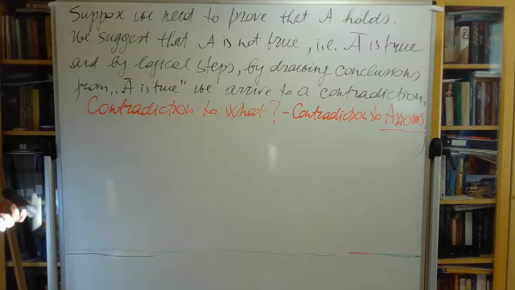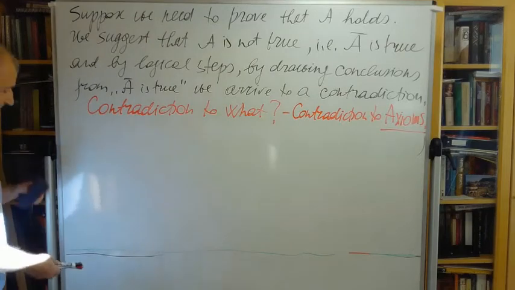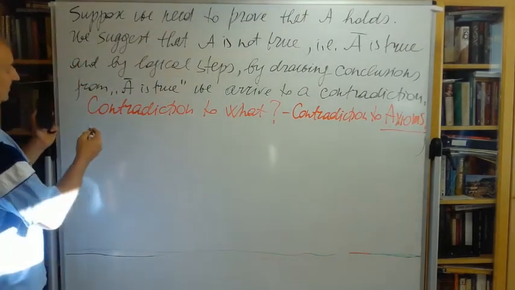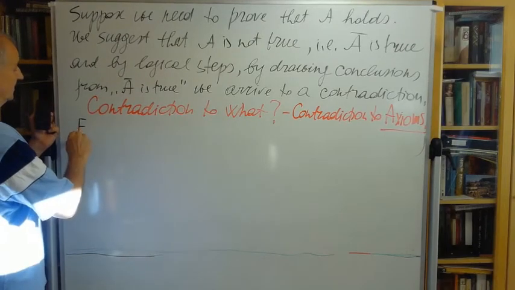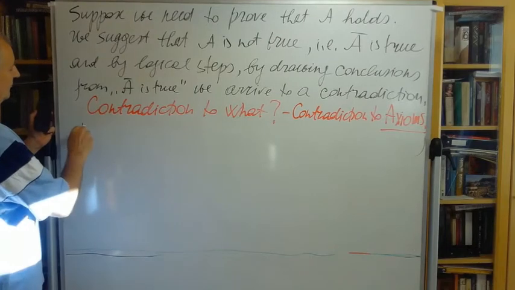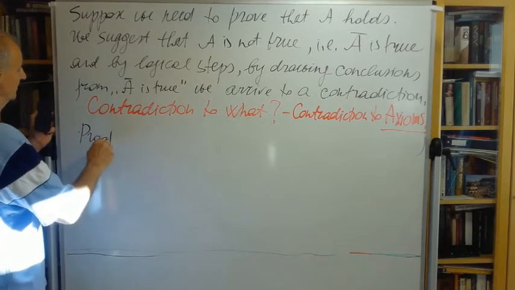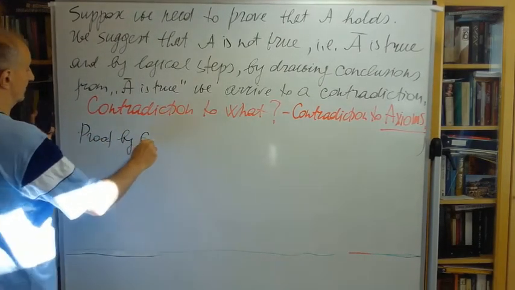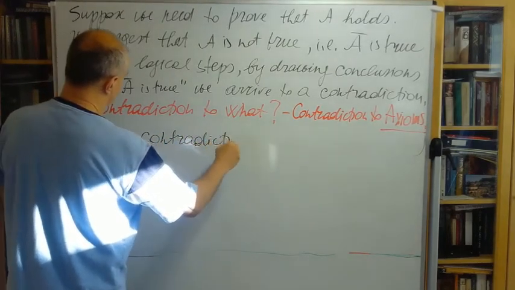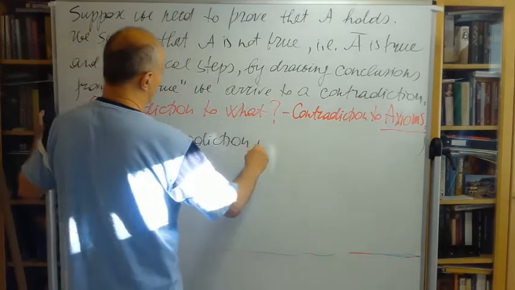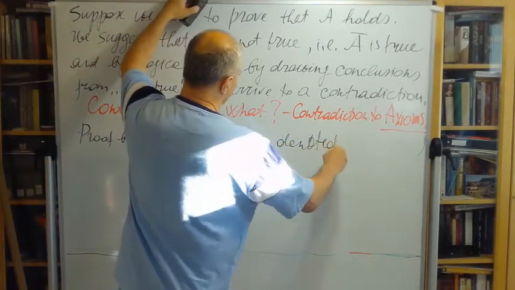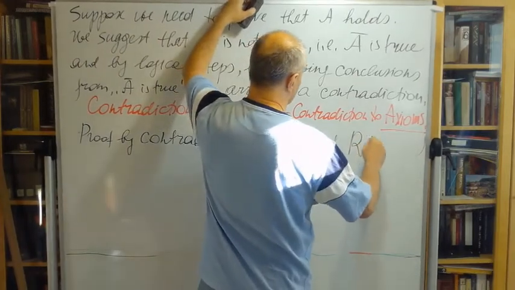Let's consider an example. Whenever possible, I will try to use geometrical examples. Oh, another thing I have to mention. Proof by contradiction is denoted very often, for brevity, RAA.